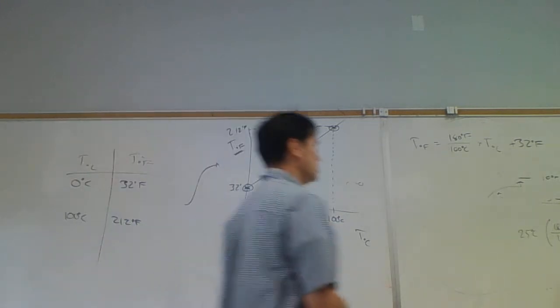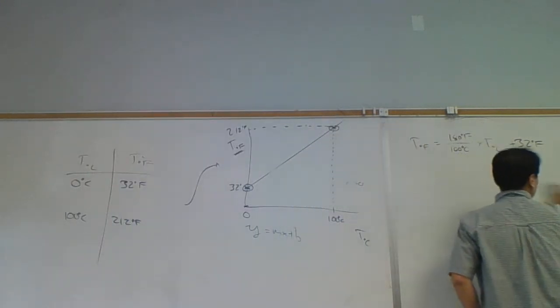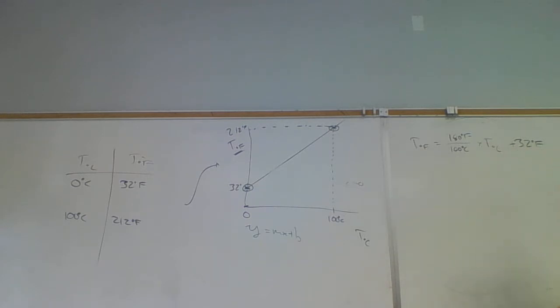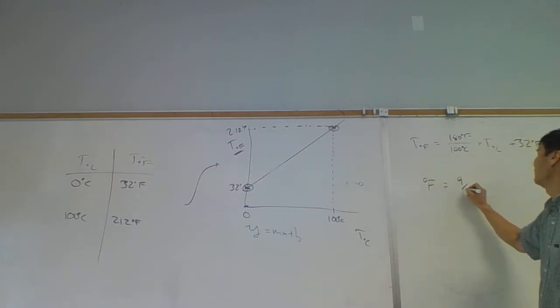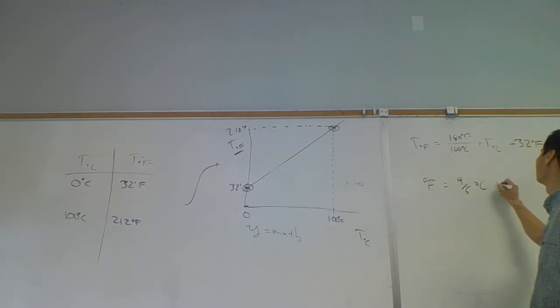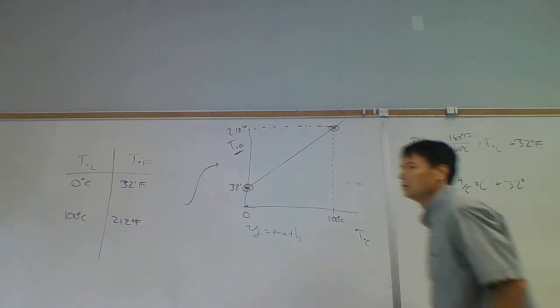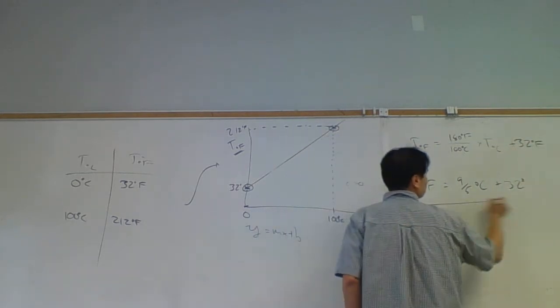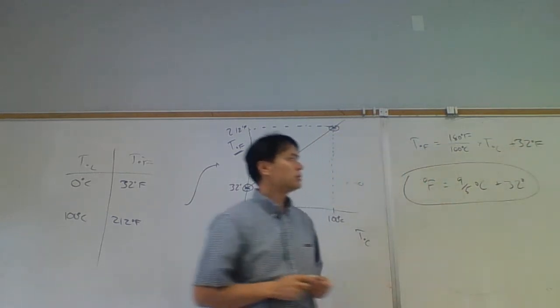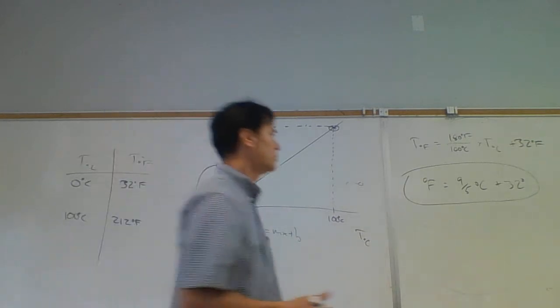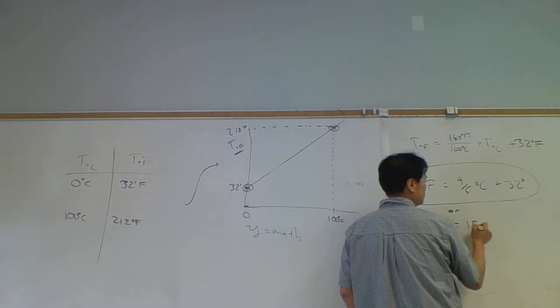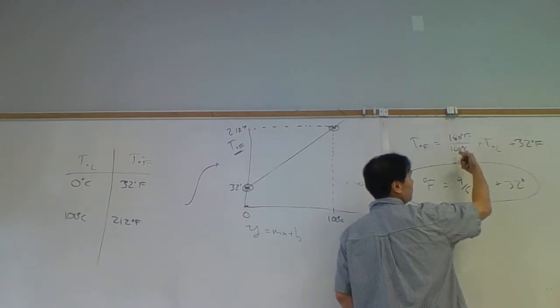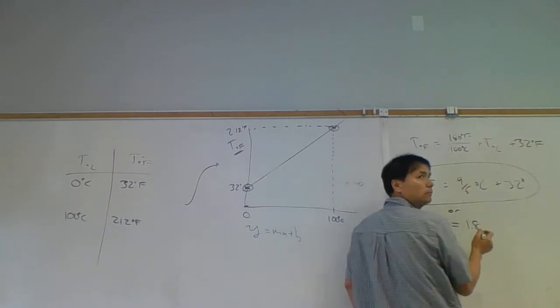But this empirical equation is a bit much, and so people simplify it. They just say degrees Fahrenheit is equal to 9/5 degrees Celsius plus 32 degrees. And so this is the relationship. You know what 9/5 is? 9/5 is 1.8. 180 divided by 100 is 1.8.